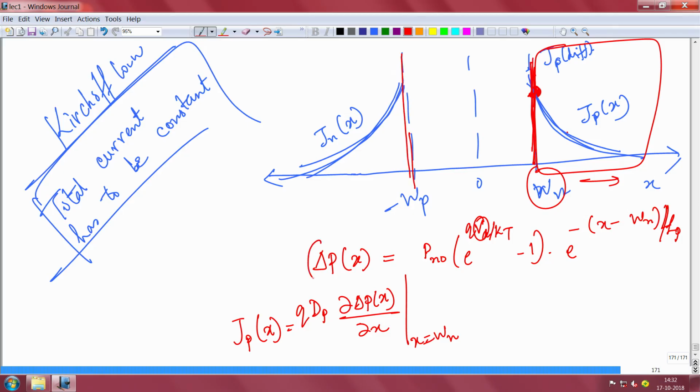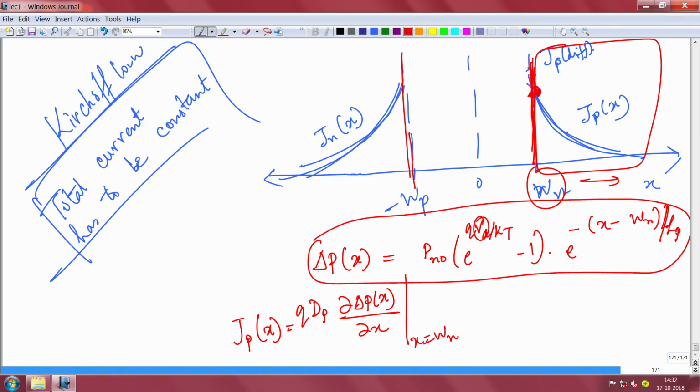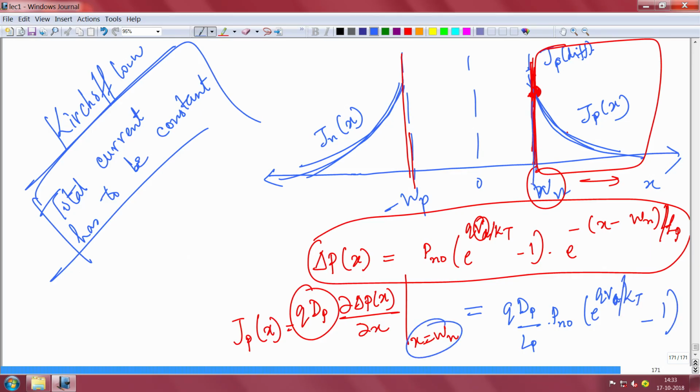So, if you take a derivative of this, multiply by q Dp and you put x equal to Wn, then you will get this value, and that value turns out to be q Dp by Lp into Pn0, which is the minority carrier hole concentration, the baseline, into e to the power qVa by kT minus 1. There is no dependence on x because x equals Wn at this point, right.